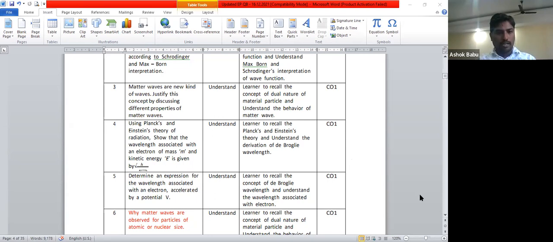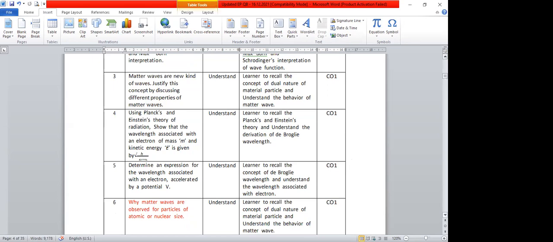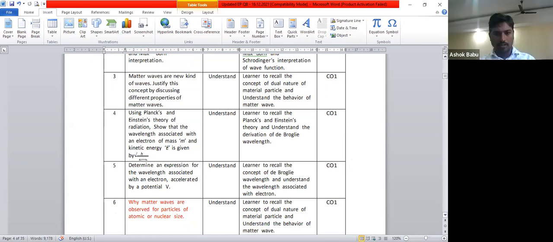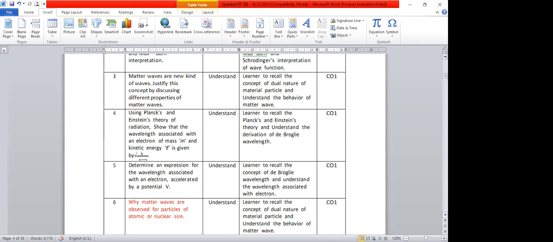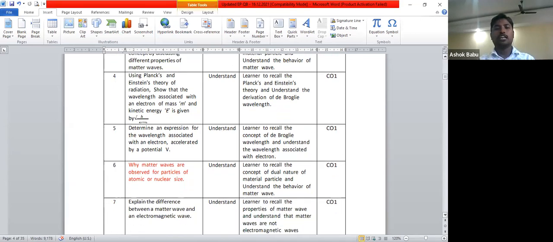So rule number 10. Amma, what is the sixth one? Read the sixth question. Why are matter waves observed for particles of atomic or nuclear size? This is a general question. That's why I am keeping it in red color. Why are matter waves observed for particles of atomic or nuclear size?